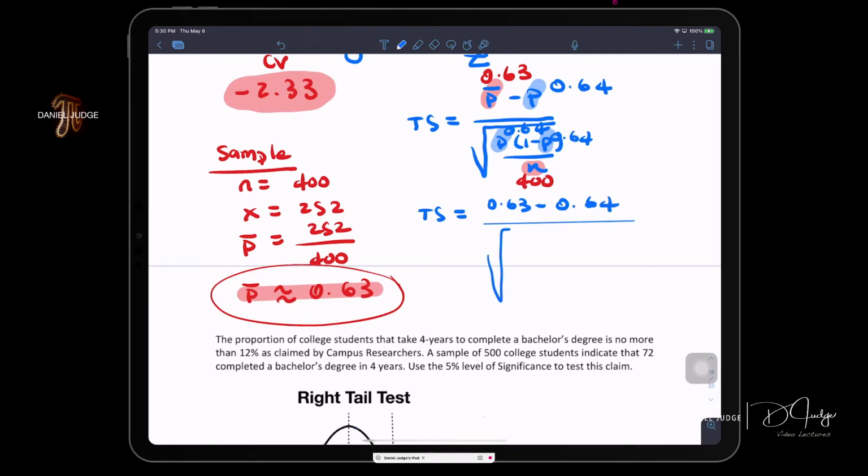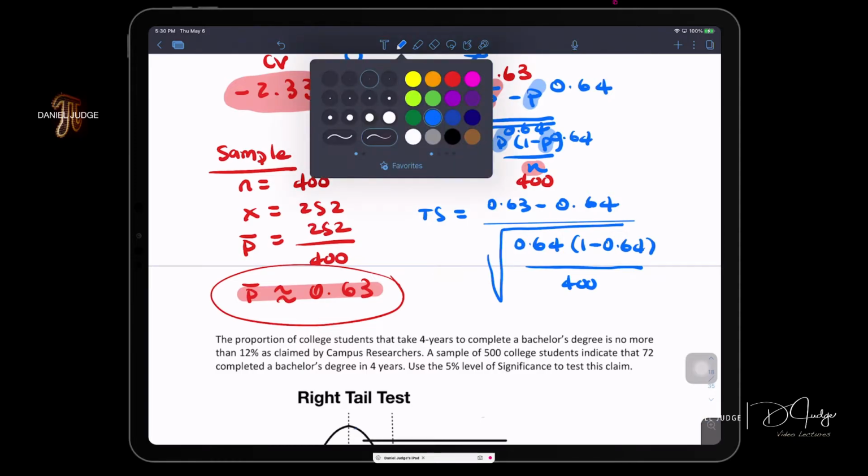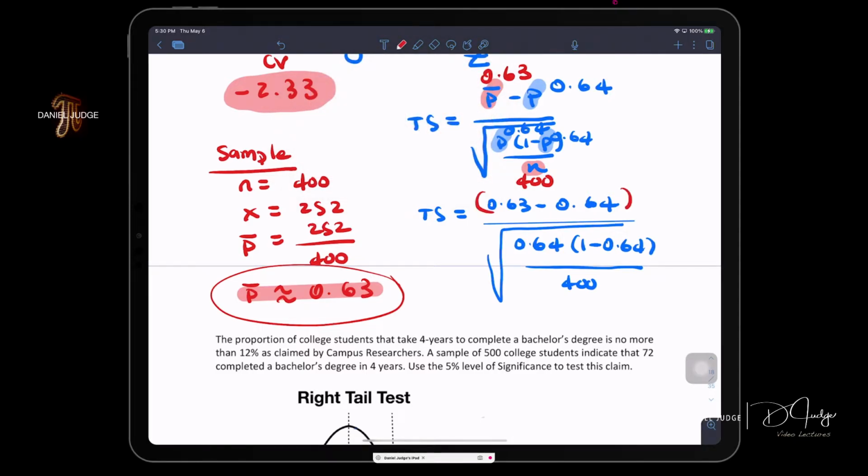Square root P times Q, 64. Now, you might say, I don't know what the complement of 64 is. Okay. Just make sure in your calculator, I'm going to do it a little differently.